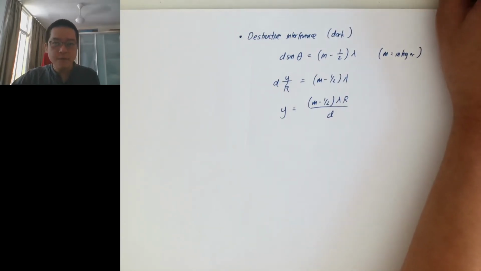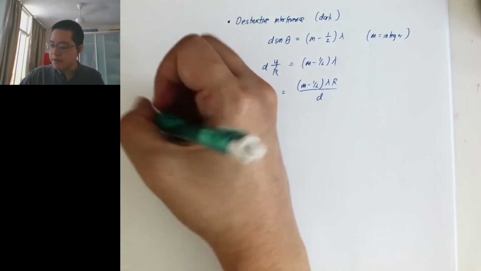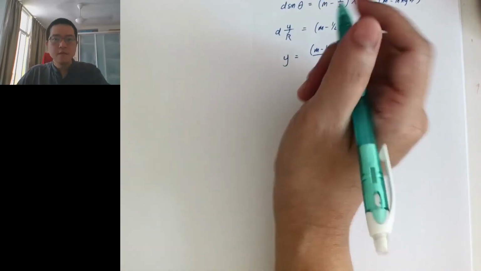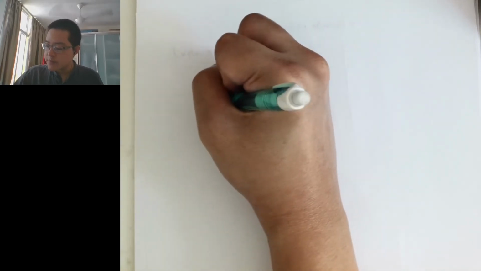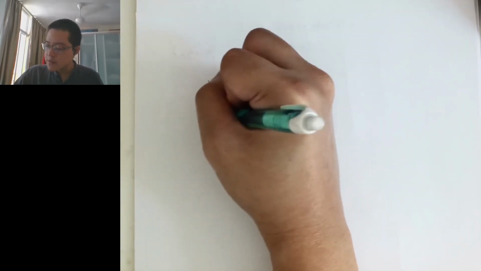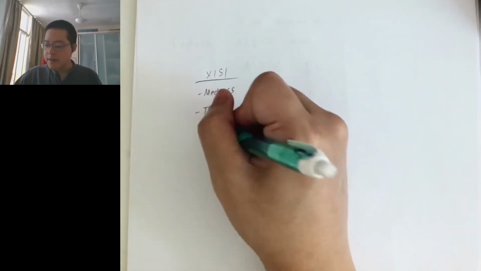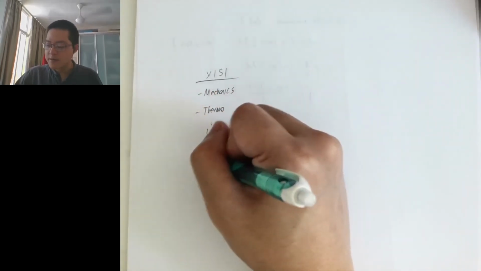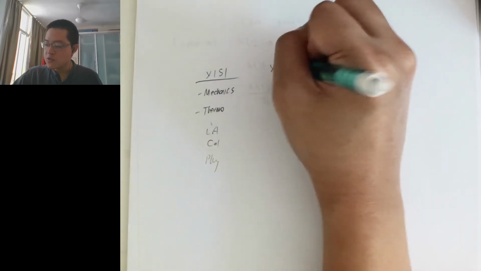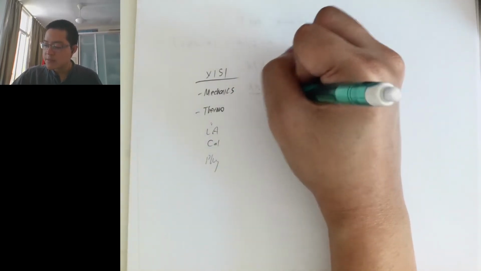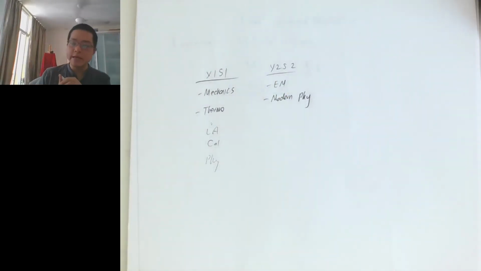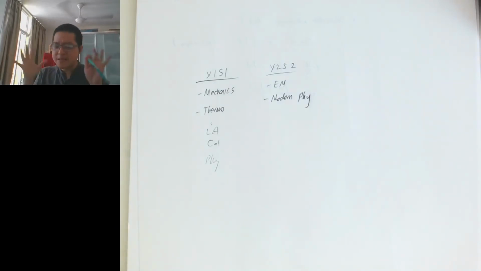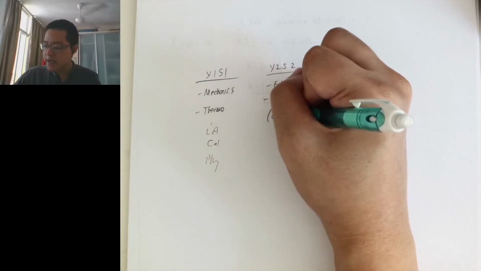So right now, our physics majors are in year 1 sem 1, right? You are taking mechanics and thermodynamics, and the math courses are linear algebra, calculus, and Python. Then year 2 sem 2 is going to take electromagnetism and modern physics. Modern physics is not really quantum mechanics yet. It's just the beginning, quantum mechanics for beginners.